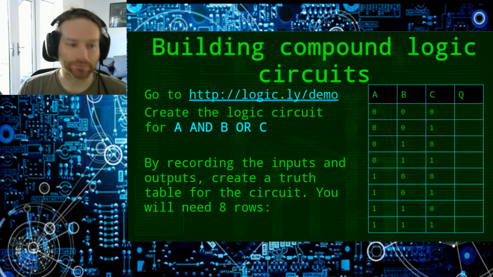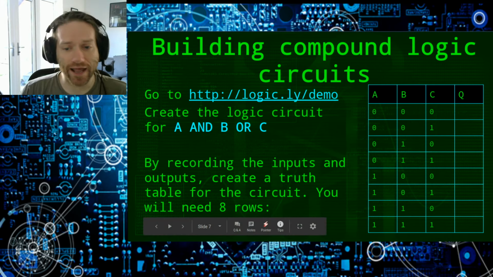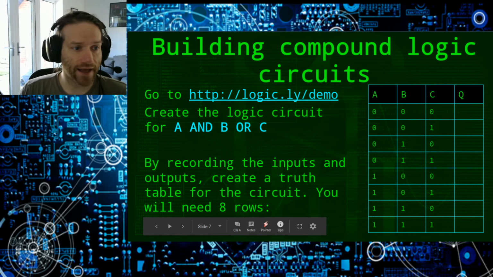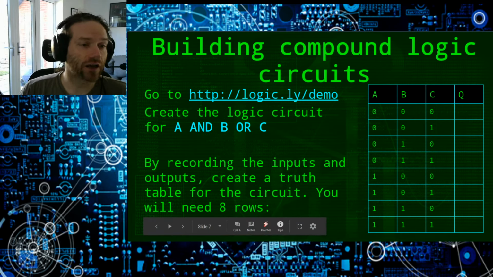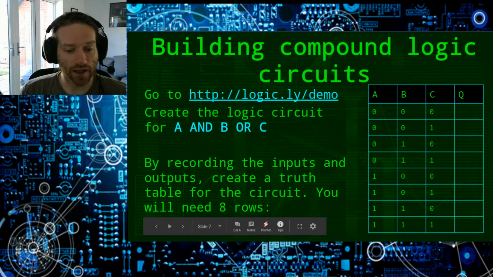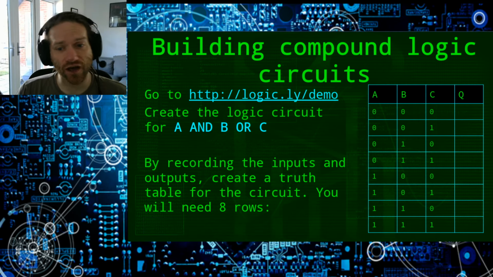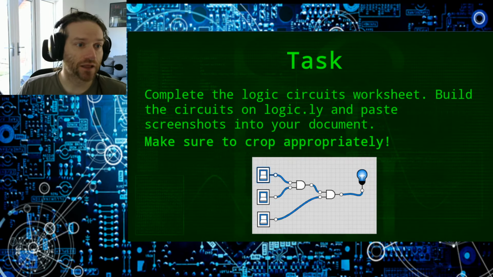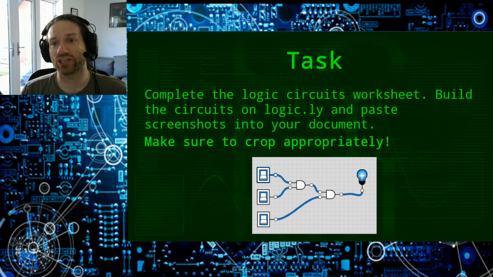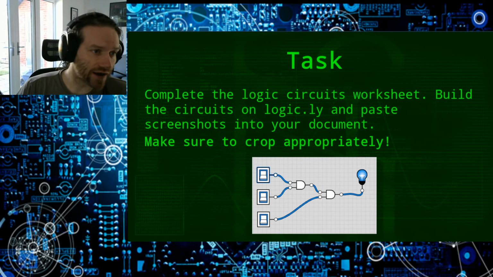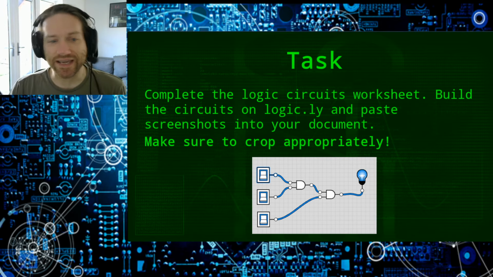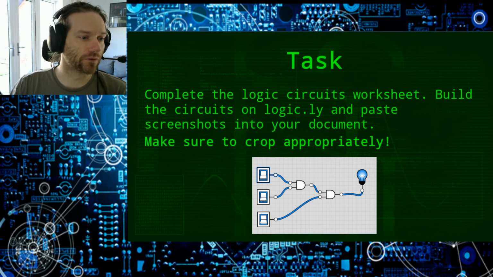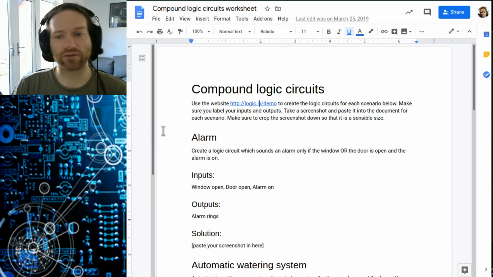Anyway, what I'd like you to have a go at is producing the logic circuit for A and B or C, and then have a go at filling in that truth table that's there. Once you've done that, there is another worksheet. Now, the other worksheet, it's not a case of saying, here's a circuit, go and build it, because that would be easy. This is a little bit more difficult. So let's have a look at this worksheet.